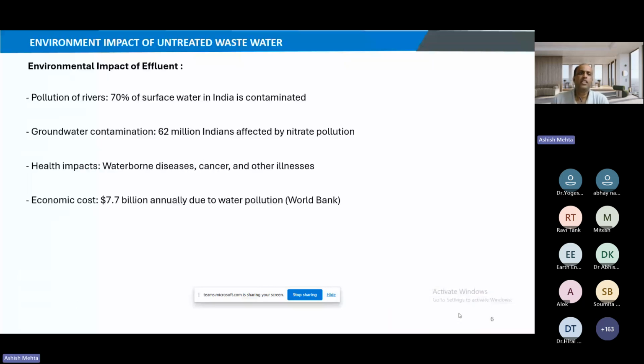Now, if there is an untreated effluent, what are its impacts? 70% of our surface water is contaminated. 62 million Indians are affected only by nitrate pollution. These are the data associated with groundwater contamination. There are issues related to health impact generated from waterborne diseases, cancer, and other illness. Economic cost that we are paying is 7.7 billion US dollars annually, as per the World Bank report. So the pollution has an impact on environment. They are not only degrading our nature, they are also polluting our freshwater resources and creating negative impact on health and our commercial activities, because it has economic impact at a greater and larger length.